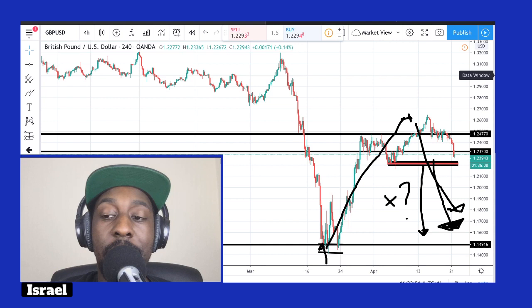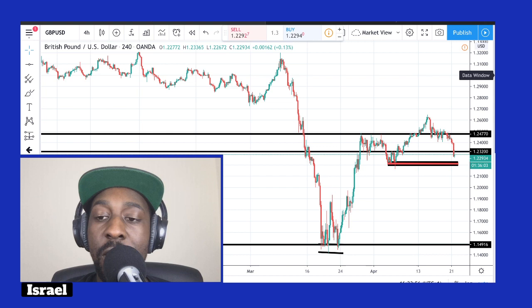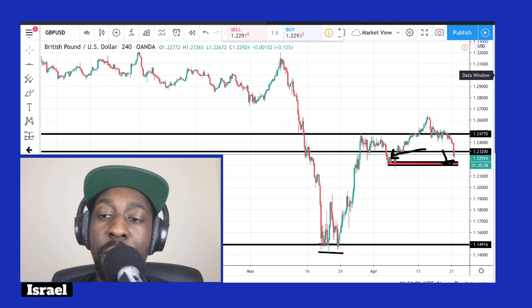But again, just like it was a couple of weeks ago, this is all contingent on this area breaking, okay? So I don't mind if you've already been looking for sell positions. I'm looking for more sell positions, and this will all be predicated on what happens here. But again, we went up to go down.